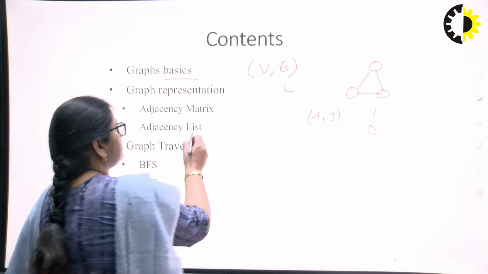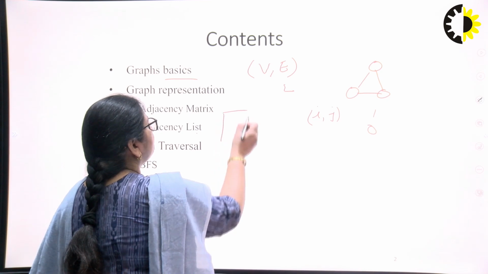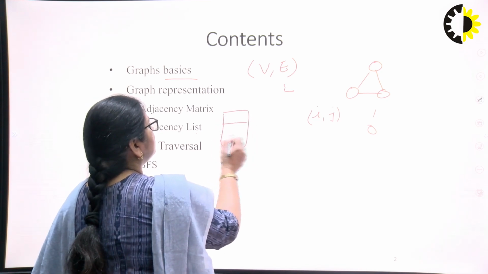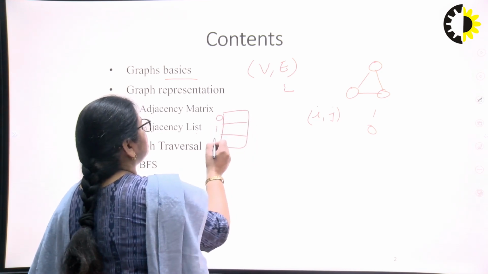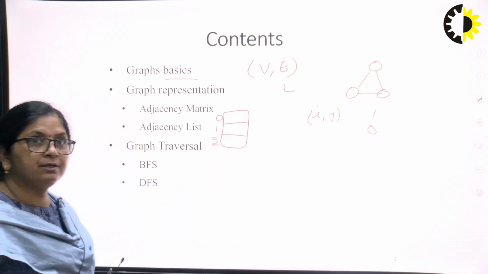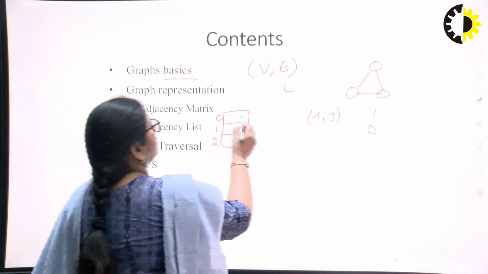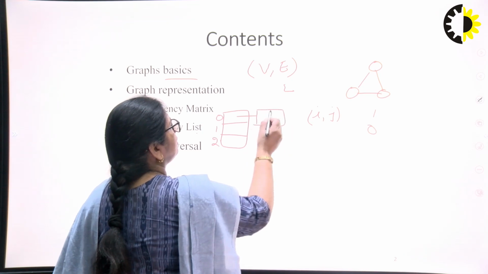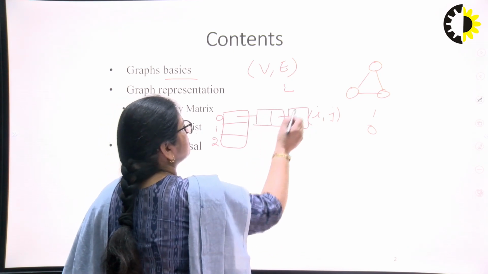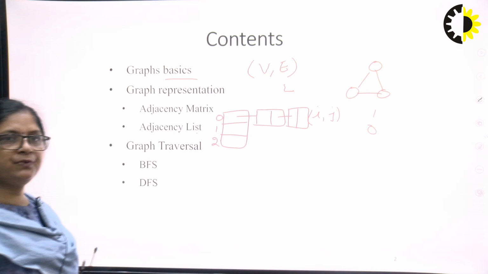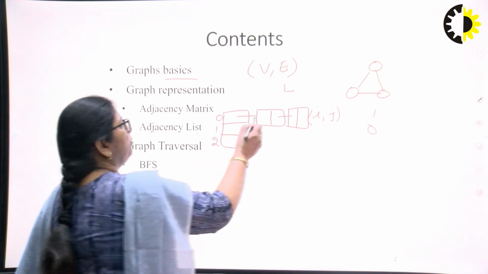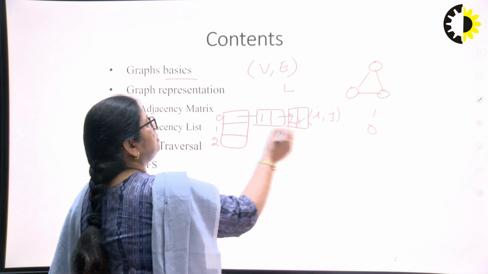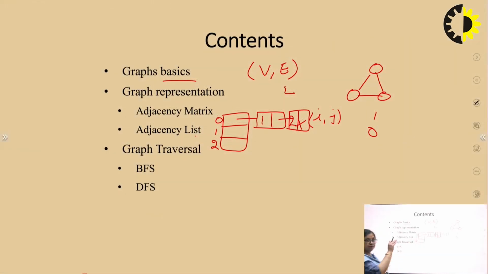Another way is the adjacency list, where we store the information about the vertices. My vertices are, let me say, 0, 1, 2, and their adjacent information is stored in terms of a linked list. These two, 1 and 2, are adjacent to this, and that will be represented in a linked list. So till this we discussed in our last video.